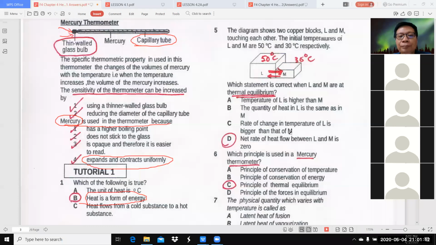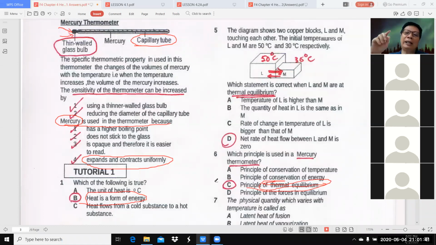Okay, number 6. Which principle is used in a mercury thermometer? The principle of thermal equilibrium. This word is very important. Thermal equilibrium is the principle used in all thermometers. If the question asks what is the principle used in a thermometer, your answer is thermal equilibrium.